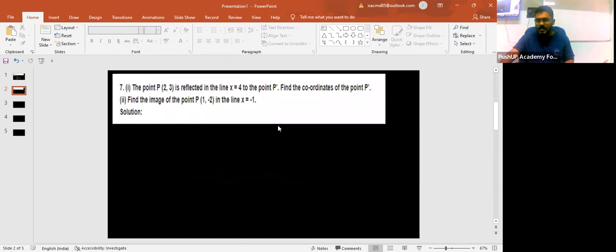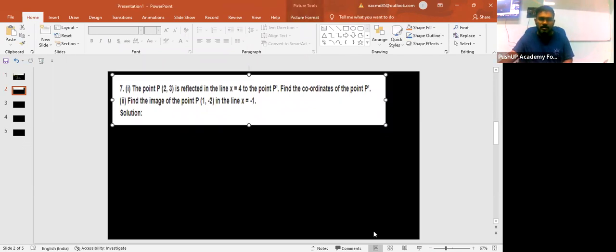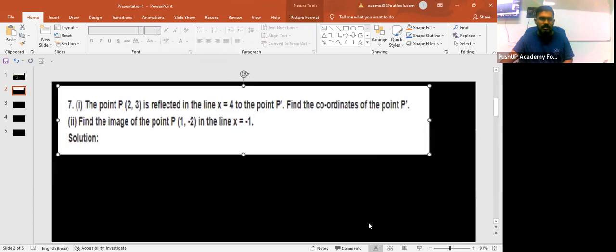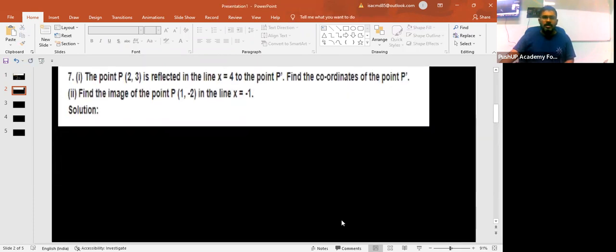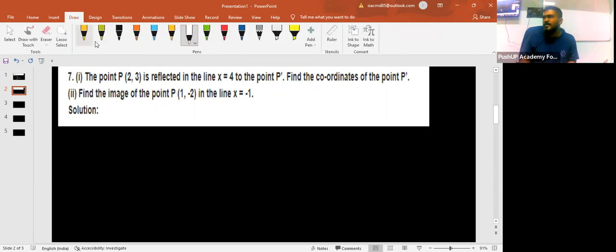Very interesting question, children. The next one. Can you all read it? The point P 2 comma 3 is reflected in the line x is equal to 4 to point P dash. First time you're coming across such a situation. Obviously in school you must have done this, but in our class, first time you are going to solve a sum like this.